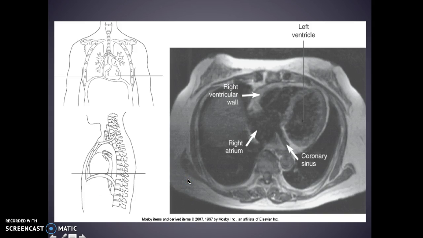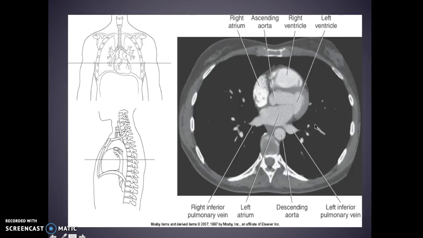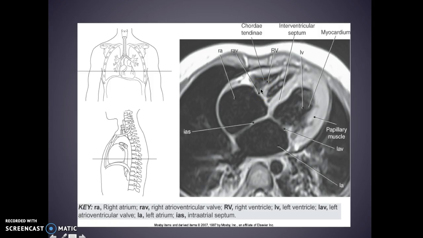Okay, so picking up where we left off, when we're looking at this MRI, this is your left ventricle, your coronary sinus, your right atrium, and your right ventricular wall is there. So you see how much smaller it is than the left. So we have the right ventricle with your left ventricle and your left atrium here with your left pulmonary vein and your descending aorta. Your esophagus is right there, and here's your right inferior pulmonary vein with your right atrium.